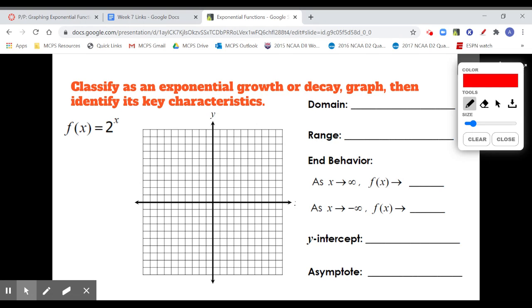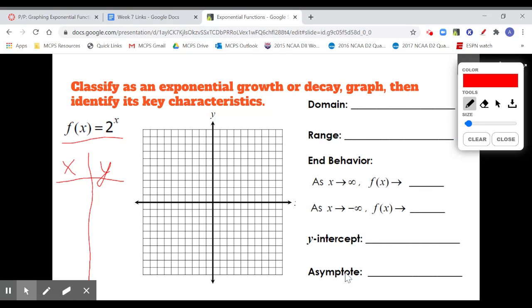So we are given a function here, and the function we are given is f of x is equal to 2 to the x power. Now, anytime I want to graph a function, basically what I do is I make a chart of values, or a table of values, and then I'll plot some points and follow along with the shape of the graph. So I'm going to go ahead and make a table with my x and y values.